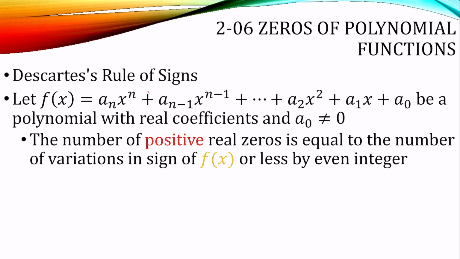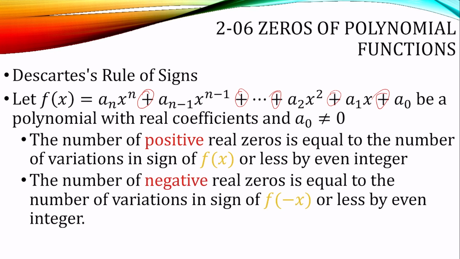So you're going to go along, you look and see how many times the signs between the terms change. The number of positive zeros equals the number of times the sign changes, or less by an even integer. So if there was 5 changes, it'd be 5, or 3, or 1. If there's 2 changes, it'd be 2, or 0. Just count down by 2s until you hit 1 or 0.